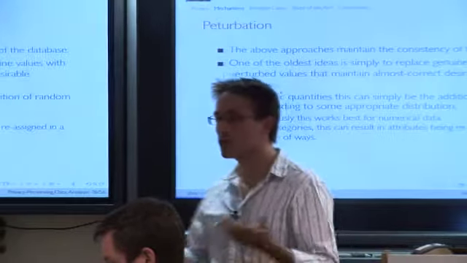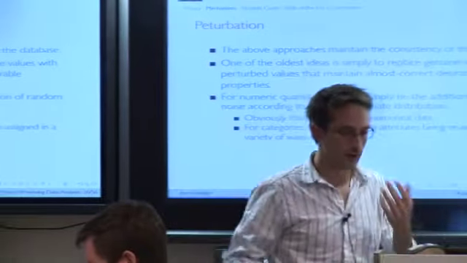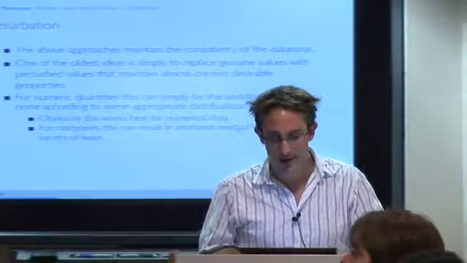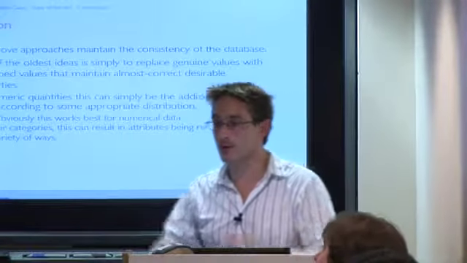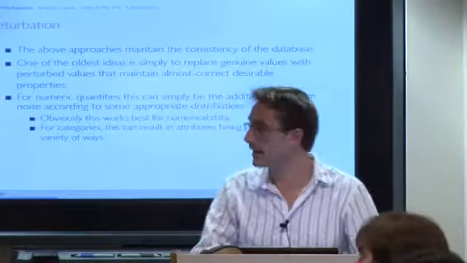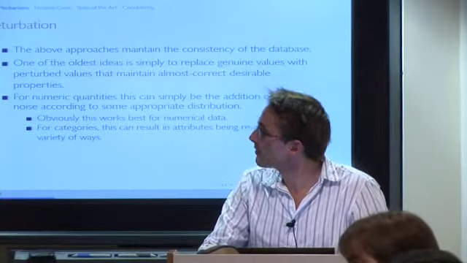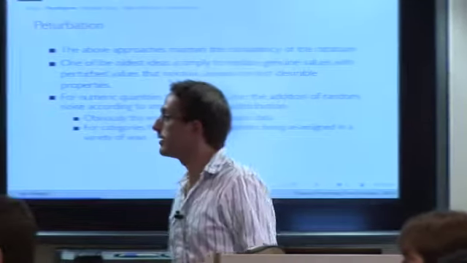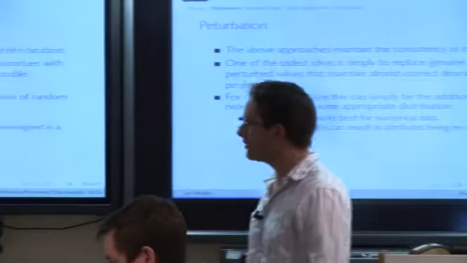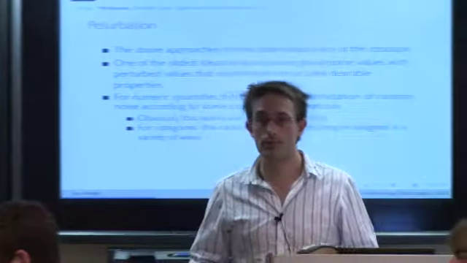So all of the things we've just looked at, K-anonymity, L-diversity, T-closeness, they maintain the consistency of the database to some extent. They maintain the original values. Even if we group them together, we've maintained what was already in the database. But another thing that we can do is to perturb the data in the database. We can add random noise according to an appropriate distribution.